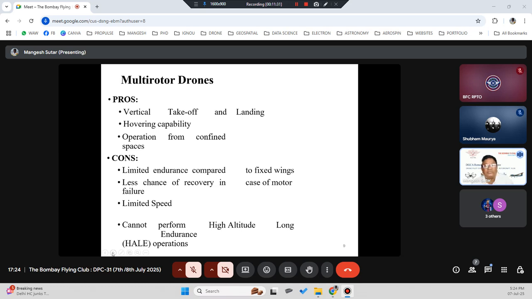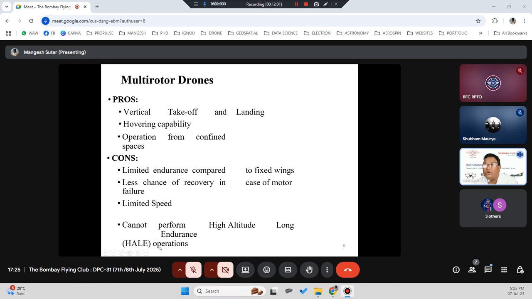Okay, so pros and cons we have already seen. Vertical take-off and landing, hovering capability, operation from a confined space. This is one of the important properties, or pros, of drones. A drone cannot go inside a windmill or inside a ship, I mean fixed wing. Whereas the smaller multi-rotor drones can go inside those confined spaces. That is the advantage of multi-rotor drones.